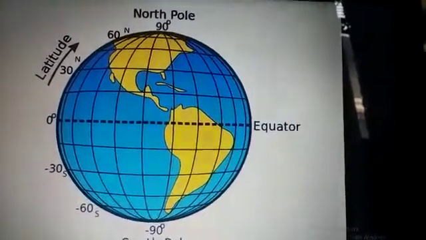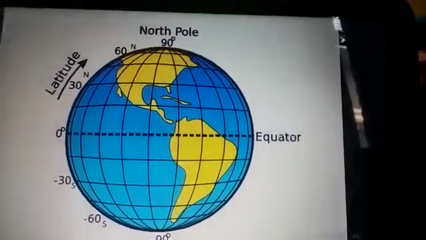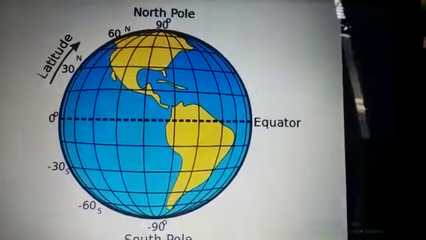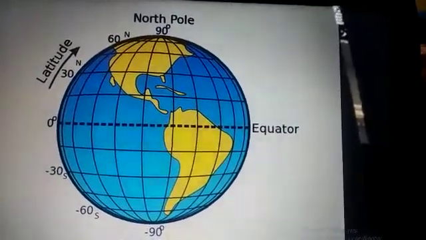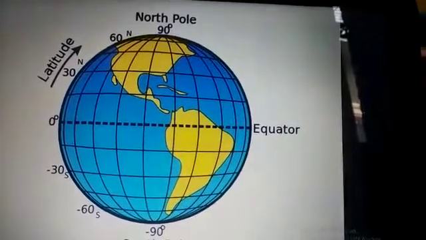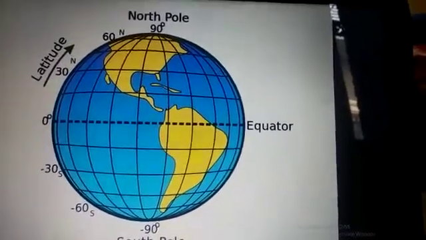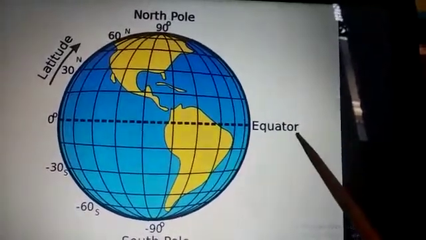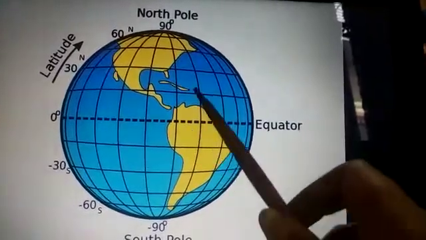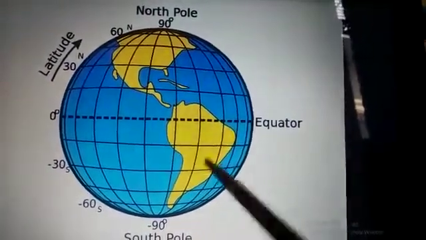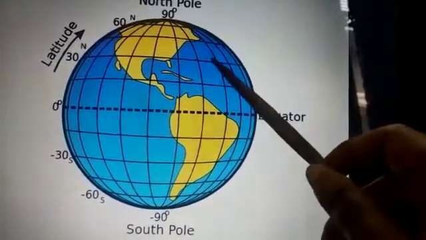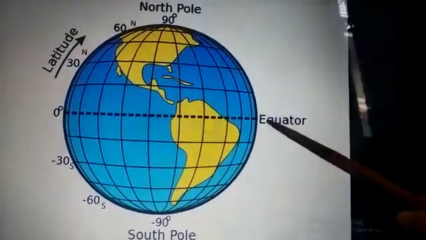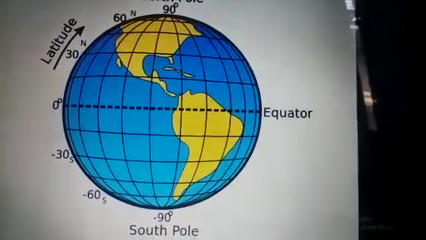There is one imaginary line drawn midway between the North Pole and South Pole. See, this is a dark line. This line is the longest line of latitude and is known as the equator. This line divides the earth into two parts. This part is known as the northern hemisphere and this part is known as the southern hemisphere, because the equator divides the earth into two parts.